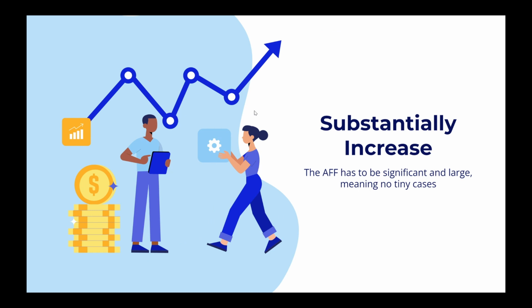Let's move on to "substantially increase," which basically means that the AF has to be significant and large. So it can't focus on tiny cases or stuff that only affects a small group of people.